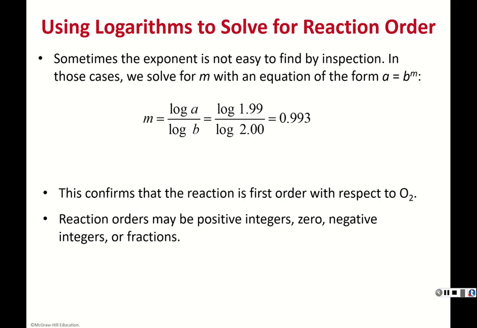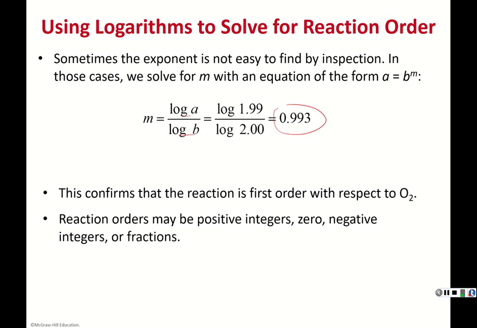Sometimes the exponent isn't really easy to find by just looking at the table of these values. So in those cases, you solve for those coefficients using an equation in the form of a equals b to the m power, and you would use logs. Sometimes using log of a over log of b would make it easier to find these values.